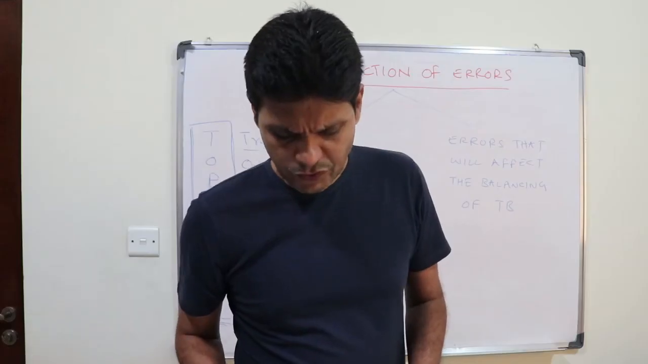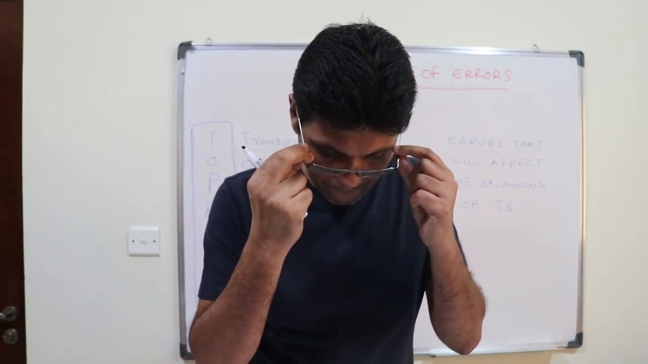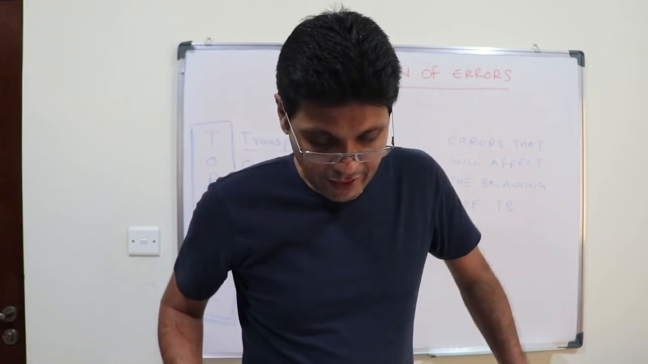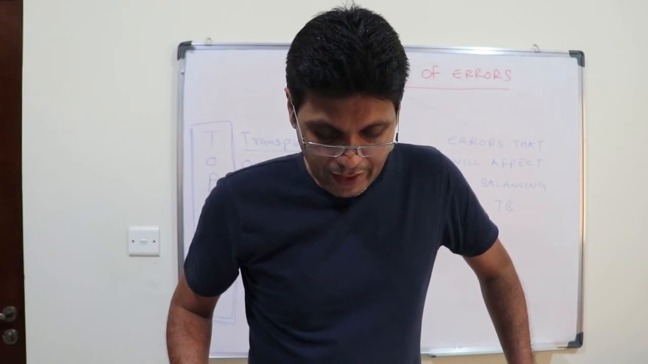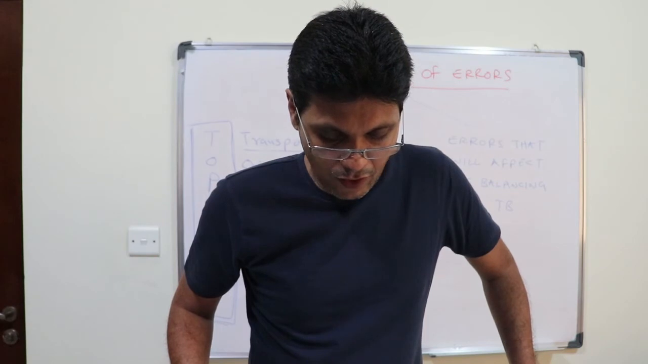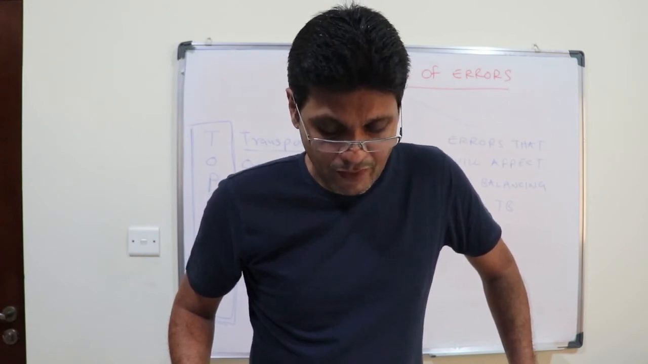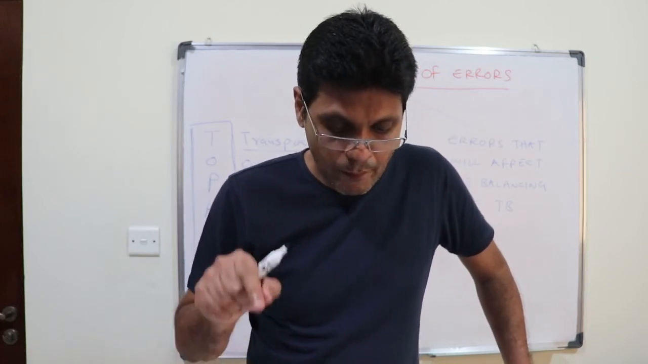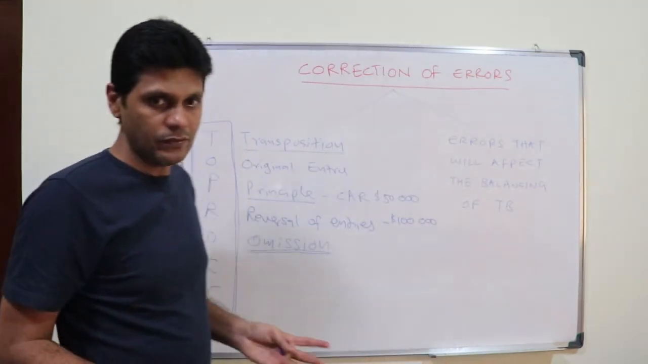Next one is errors of commission. Errors of commission means wrong account. When a correct amount is entered but in the wrong person's account or wrong account. What does it mean? When a correct amount is entered but in the wrong person's account. It can happen.